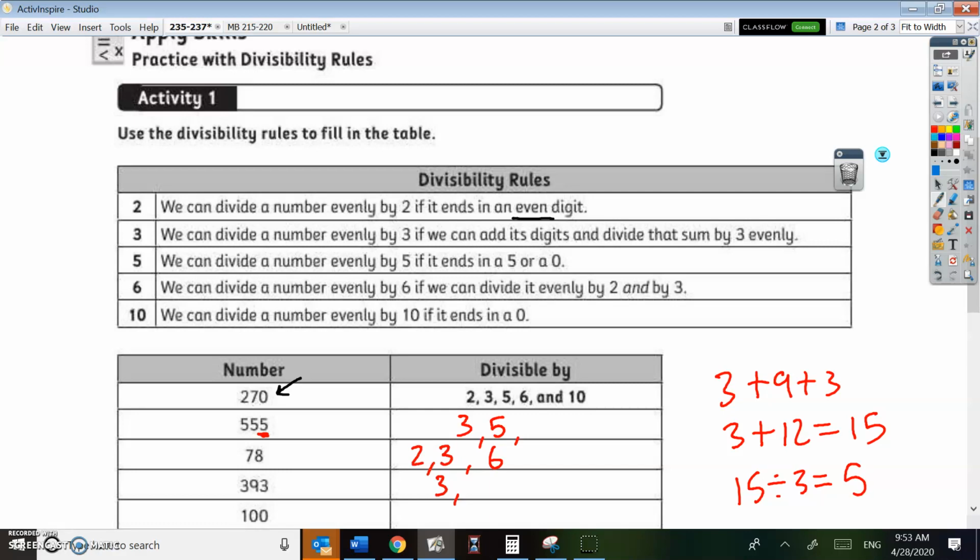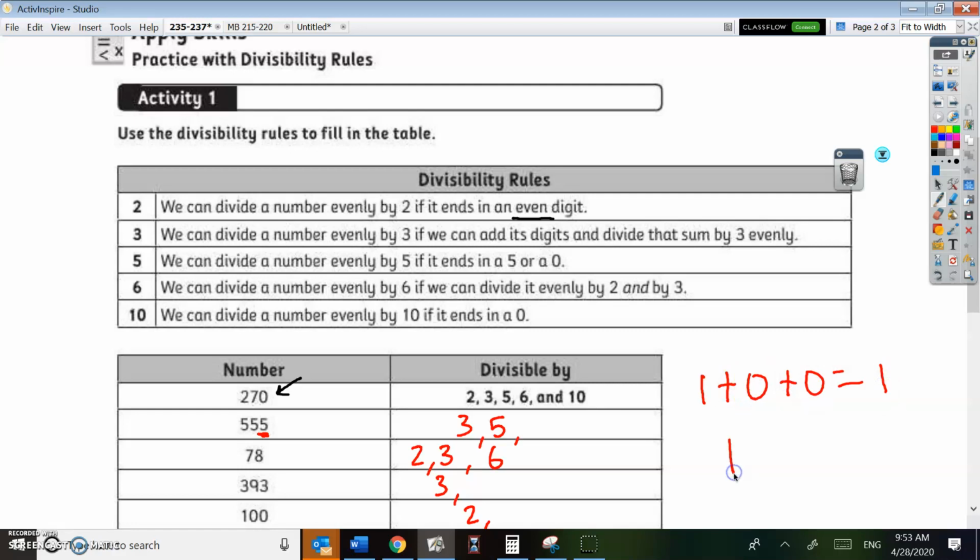So 100. 100 is divisible by 2. It's even. Is it divisible by 3? Let's check. 1 plus 0 plus 0 equals 1. 1 divided by 3, not even. Not divisible. Okay? Is it divisible by 5? Yes, it ends in 0. It doesn't divide by 6 evenly because it doesn't divide by 3 evenly. It does divide by 10 evenly.